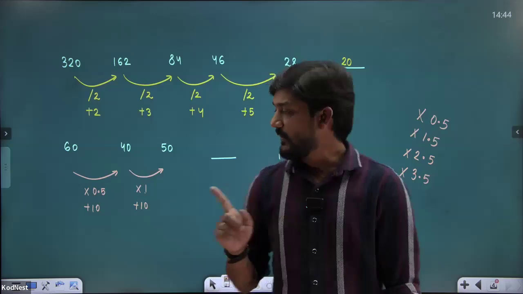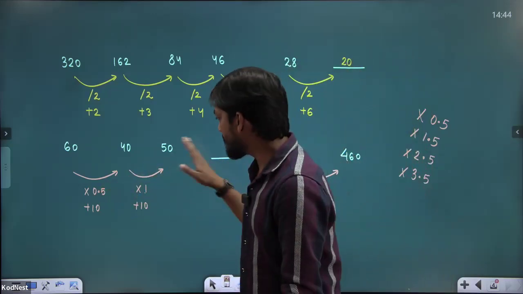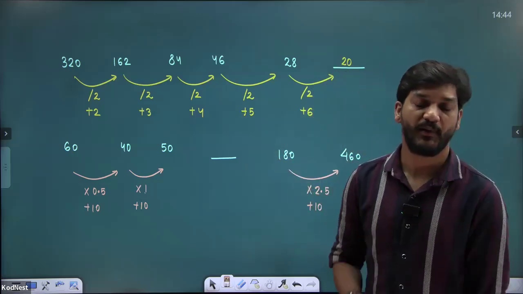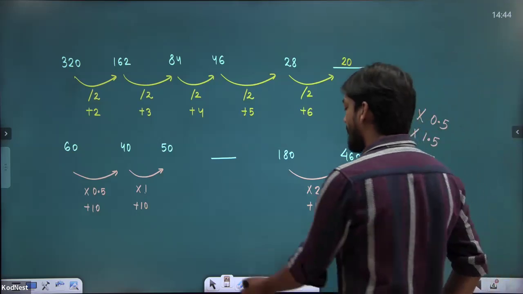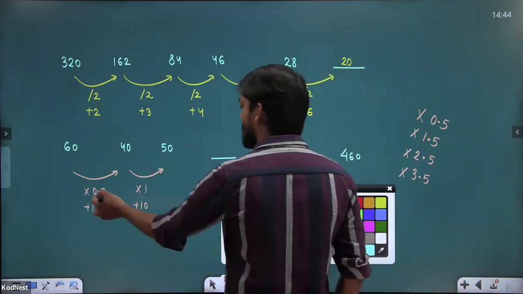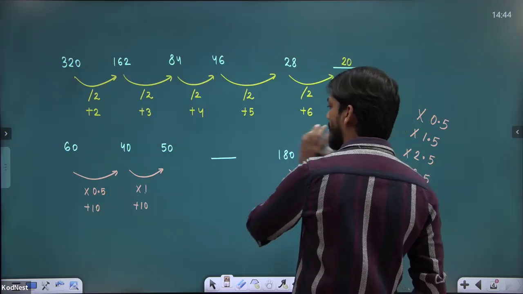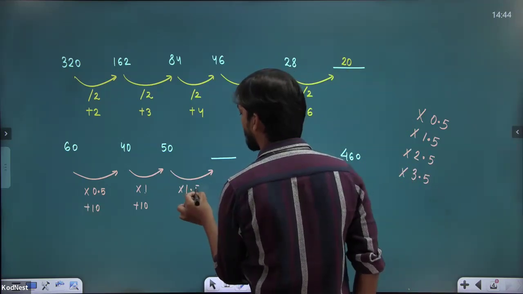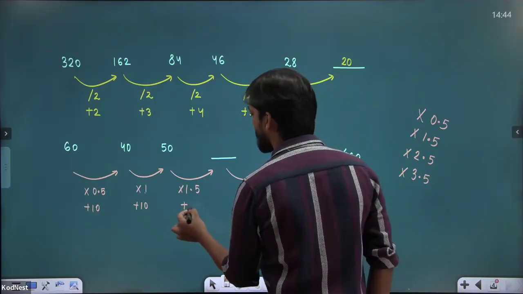So sometimes we have to think decimals also. Whenever decimal numbers like this come, even numbers will always be present, never odd numbers. So the way it works out is 0.5, 1, 1.5, 2, 2.5, like that. So next will be 1.5, and next will be 2, and plus 10 as it is.